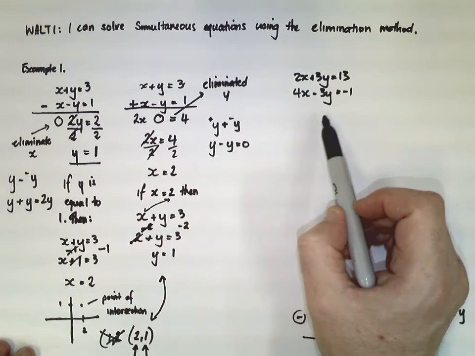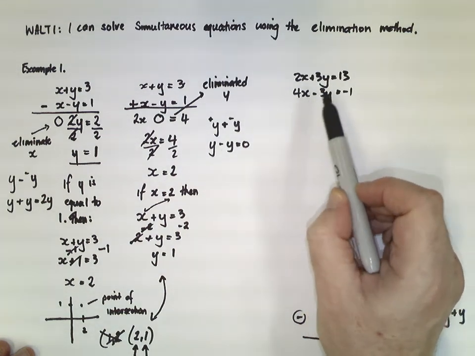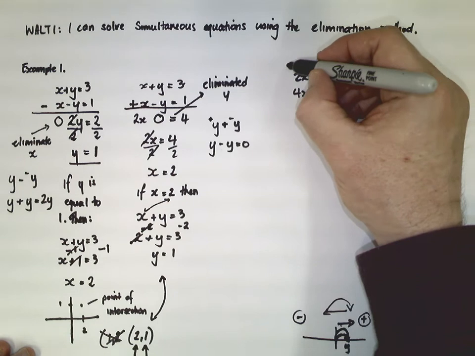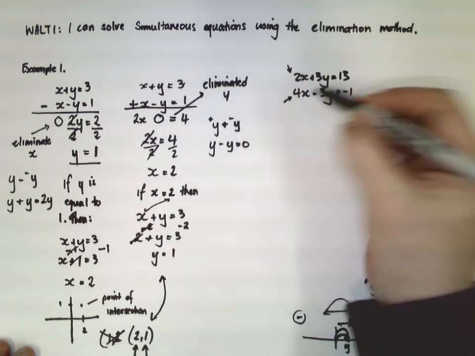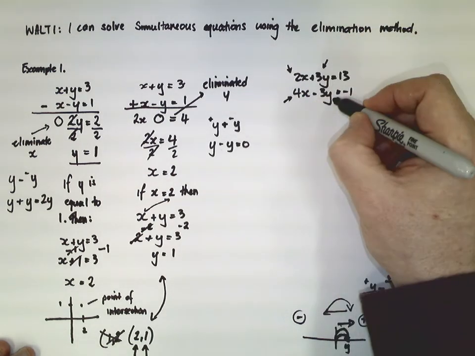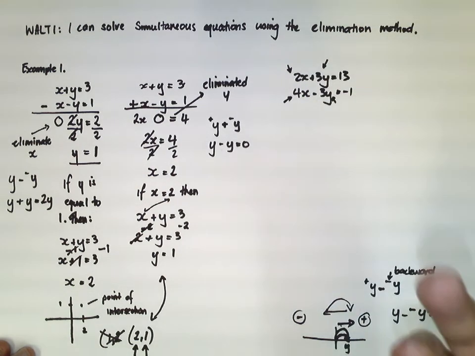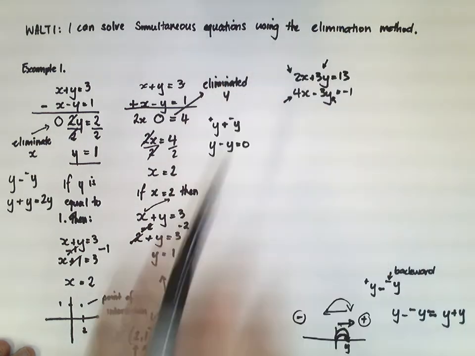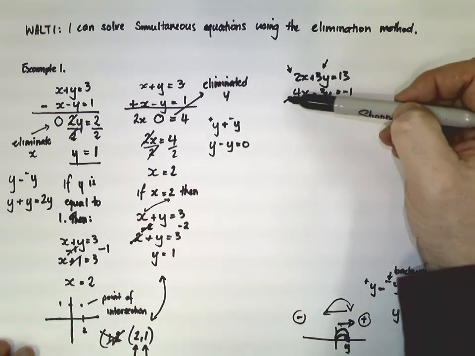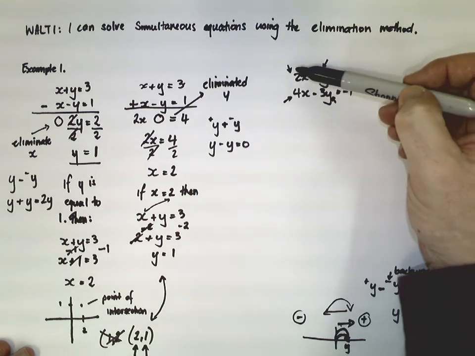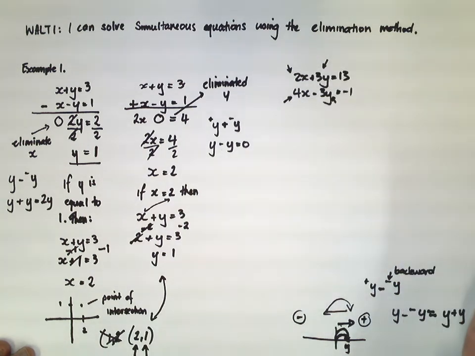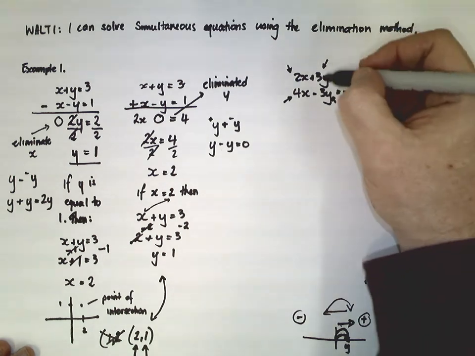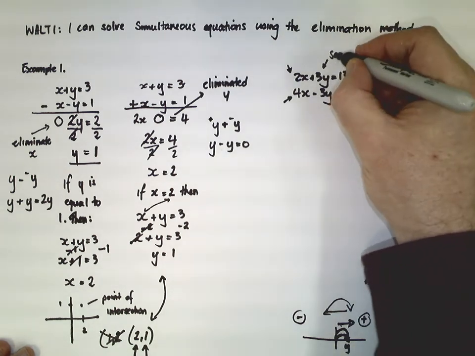Now we come and have a look at this question. That choice has been taken away from me because I've got a 2x and a 4x, and I've got a 3y and a 3y. So this question is set up for me to eliminate y, not x, because no matter what I do, if I go 2 take 4x, I don't get 0. If I go 2x plus 4x, I don't get 0. So in this case, I'm going to have to get rid of the y's, and it's because they have the same number.